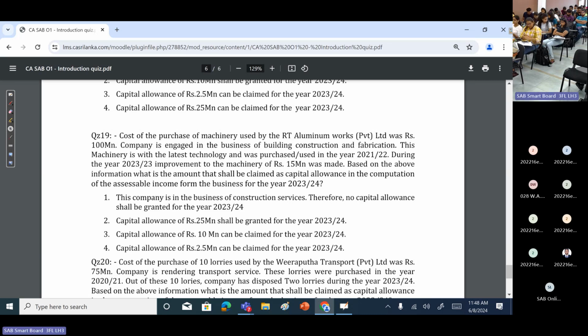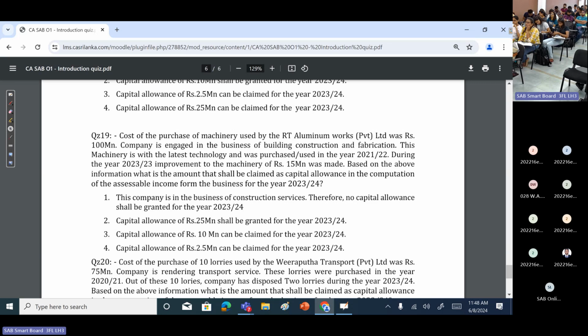Cost of the purchase of machinery used by the RT Aluminium Workers Limited was rupees 100 million. The company is engaged in the business of building, construction, and fabrication. This machinery is the latest technology and was purchased used in the year 21-22. During the year 2020, improvement of the machinery of rupees 15 million was made.